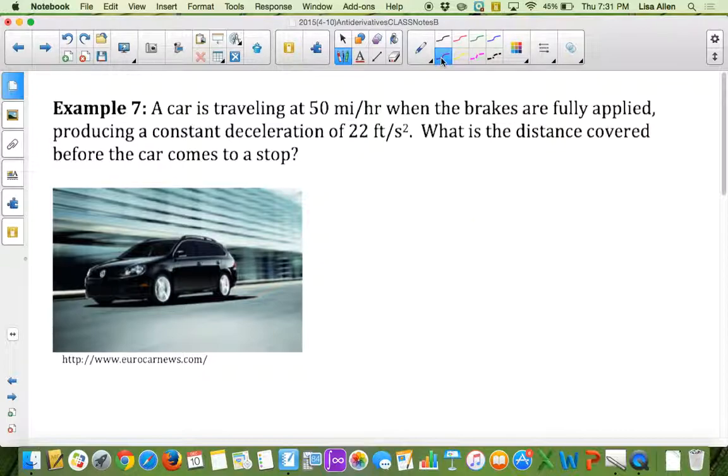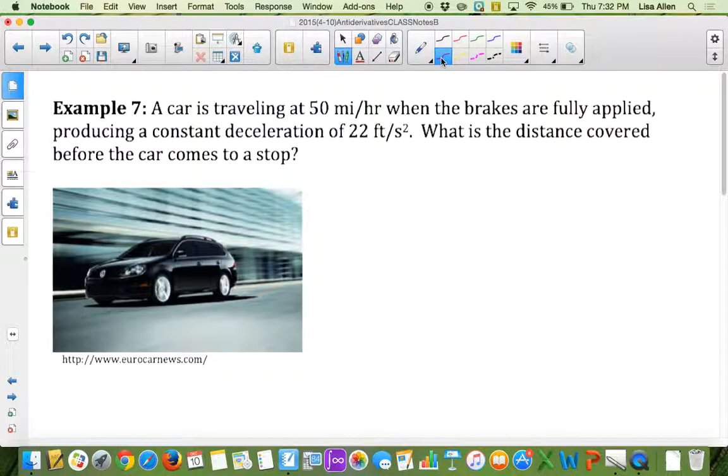A car is traveling at 50 miles per hour when the brakes are fully applied, producing a constant deceleration of 22 feet per second squared. What is the distance covered before the car comes to a stop? In this problem, you think about the car putting the brakes on, screeching, and how far the car travels at that point.